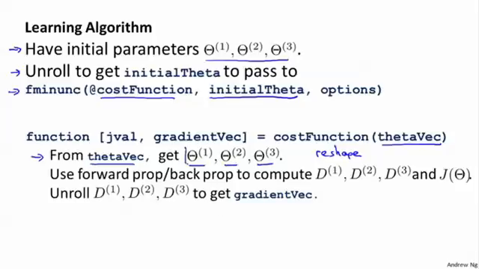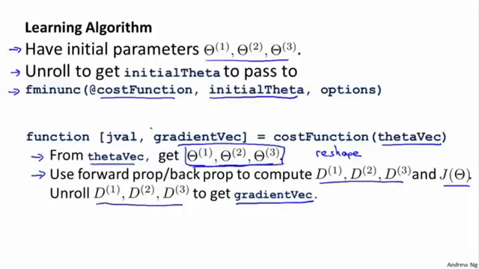So these are going to be matrices that I'm going to get. That gives me a more convenient form in which to use these matrices so that I can run forward propagation and back propagation to compute my derivatives and to compute my cost function J of theta. And finally, I can then take my derivatives and unroll them, keeping the elements in the same ordering as when I unrolled my thetas. I'm going to unroll D1, D2, D3 to get gradient vec, which is what my cost function can return. It can return a vector of these derivatives.